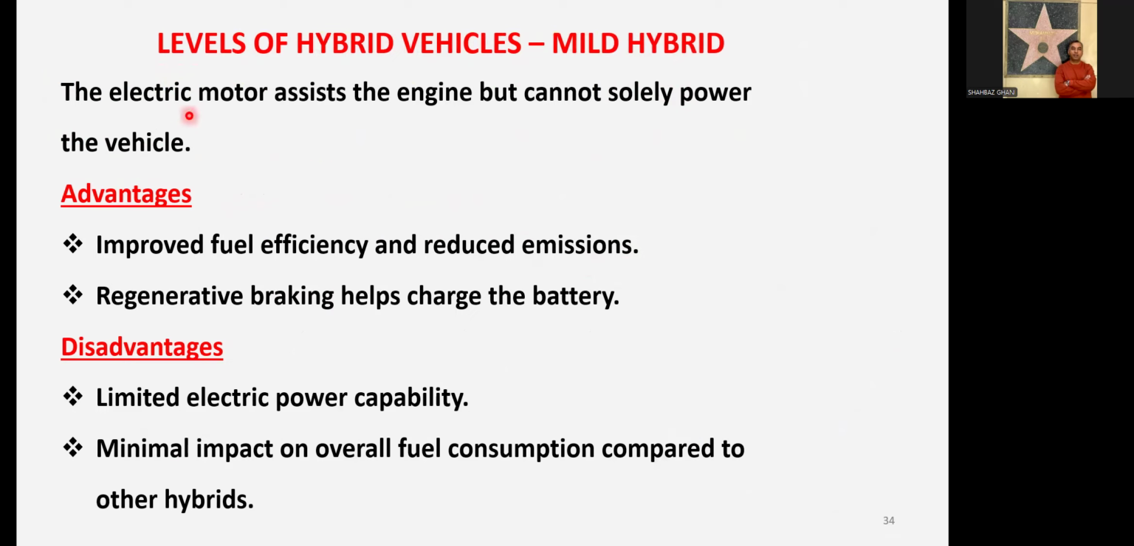The electric motor assists the engine but cannot solely power the vehicle. So the advantages of the mild hybrid classification are improved fuel efficiency and reduced emissions. Regenerative braking helps charge the battery. The disadvantages are limited electric power capability and minimal impact on overall fuel consumption compared to other hybrids. So these are the disadvantages of a mild hybrid vehicle.